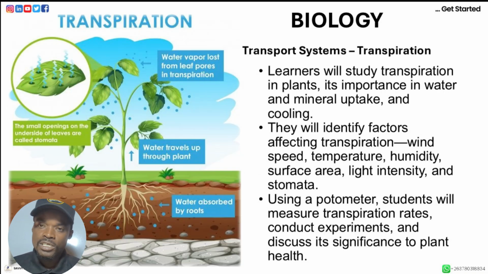Then we move to transpiration. Under transpiration, we are talking about the uptake of water and minerals. We also look at the cooling effect of transpiration, then identify the factors that affect transpiration, which include wind speed, temperature, humidity, surface area, light intensity and even the stomata. We also describe an experiment using the potometer, where you measure the transpiration rate.